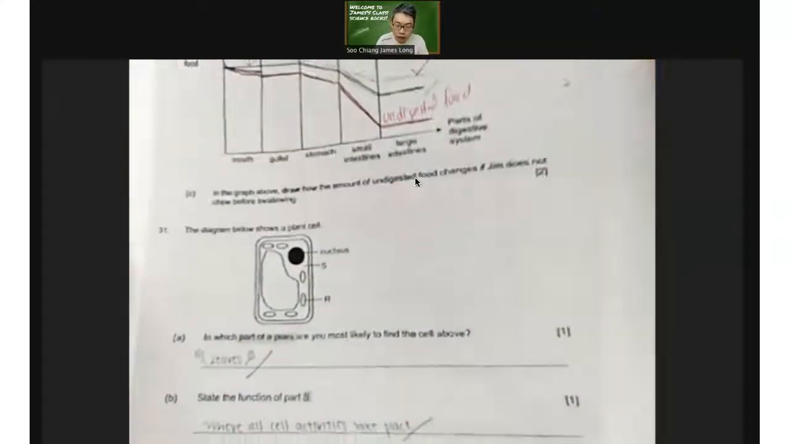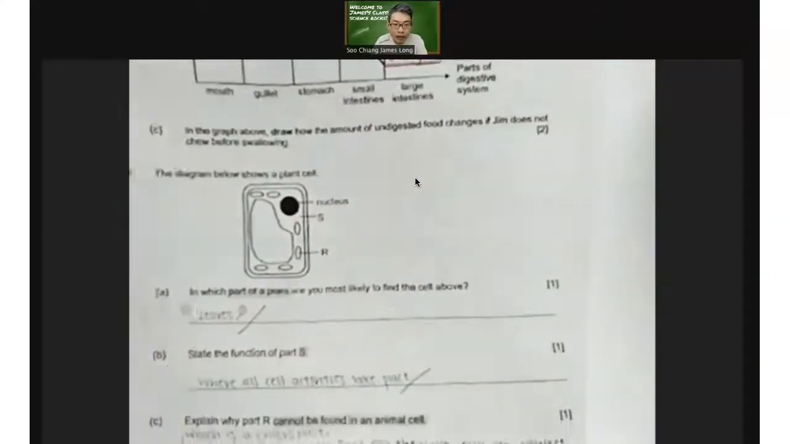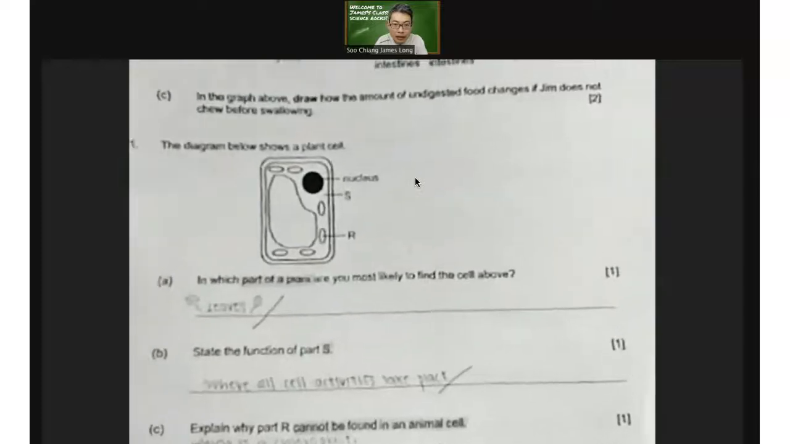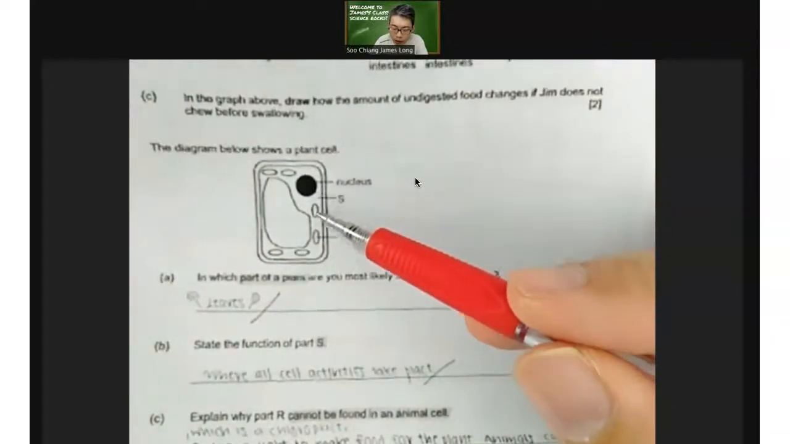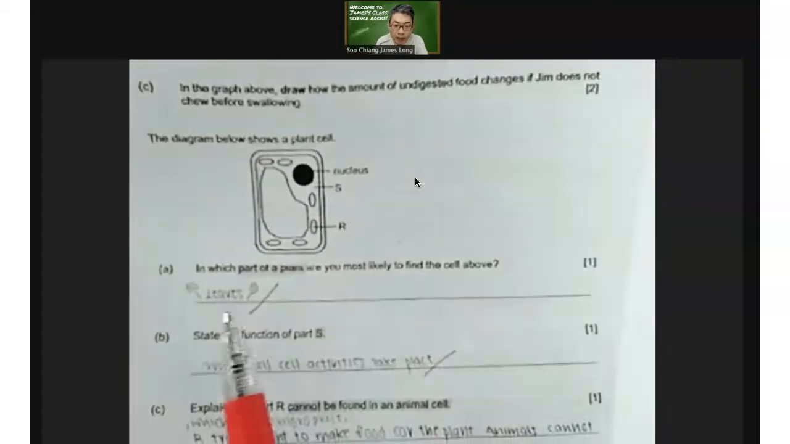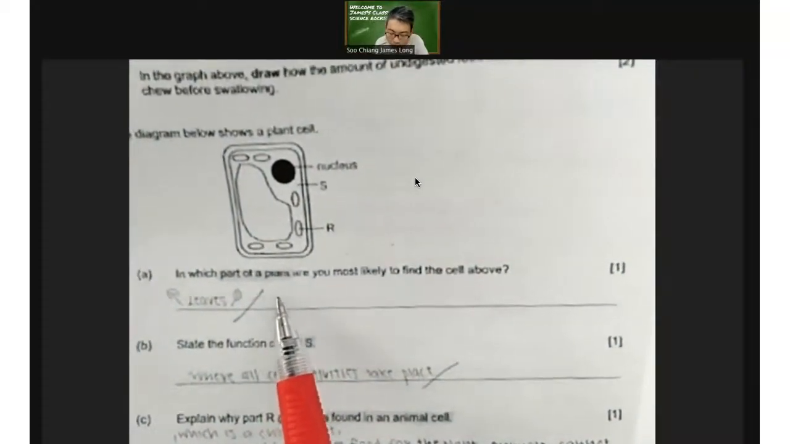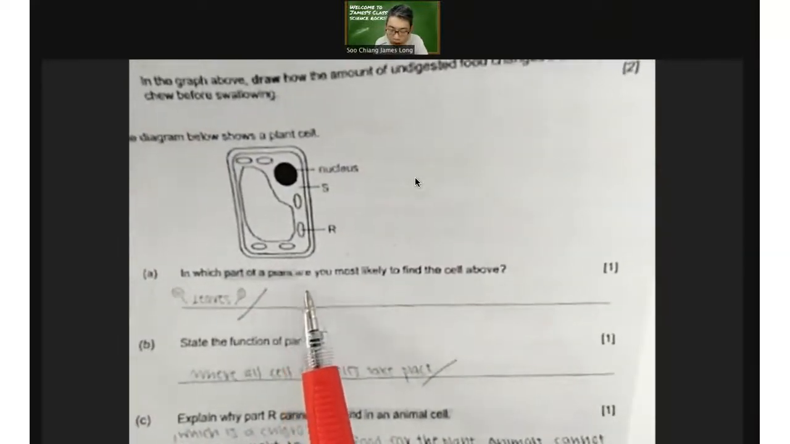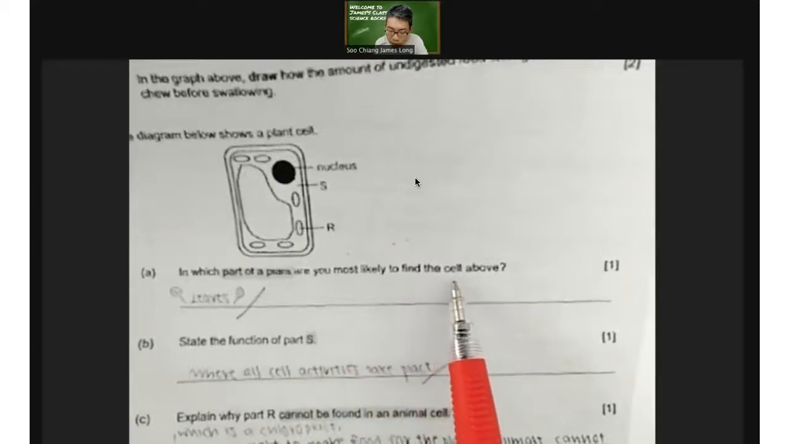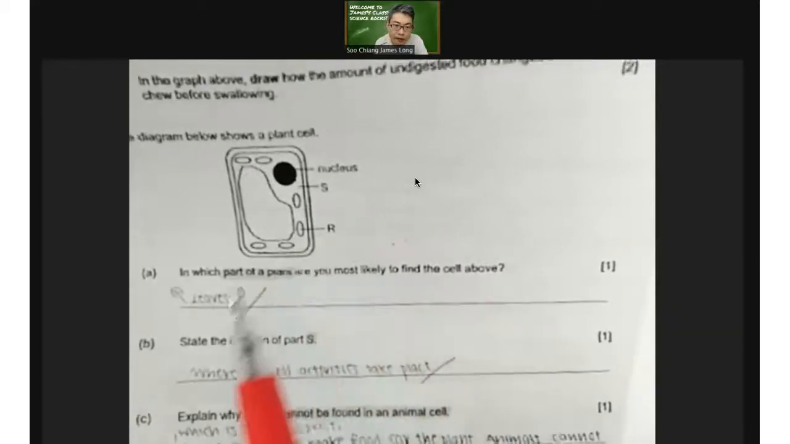Now, next one, question 31. The diagram shows a plant cell. Okay, clearly you see these two layers, right? So you have your cell wall, cell membrane, nucleus, chloroplast. In which part of a plant? I think it's plant. Are you able to find the cell above? Since it's chloroplast, I think I can find it in the leaf.